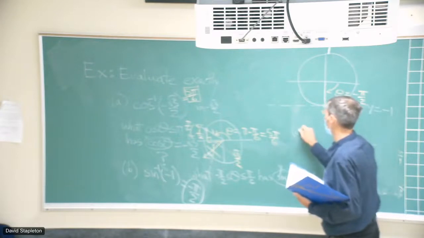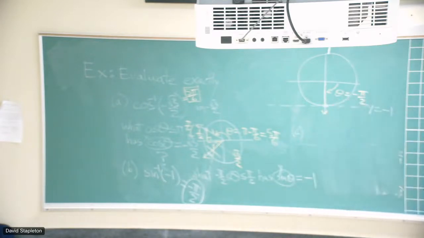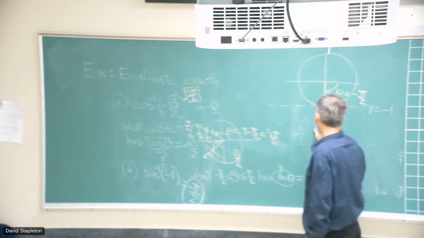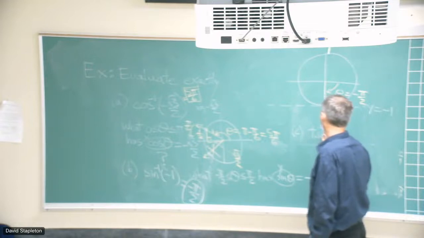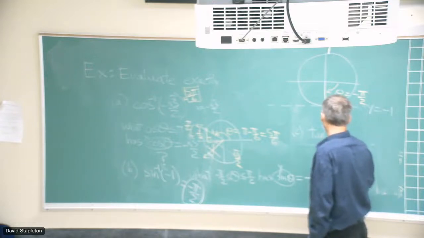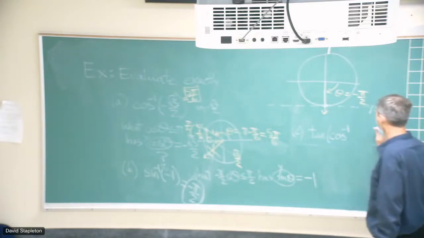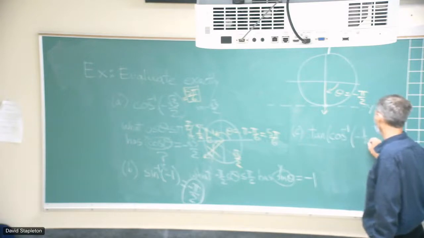C, this is the hard one. This is the one that I wanted to make sure I reviewed today. Probably nobody wanted to ask it, not doing your homework on time. What is the tangent of the arc cosine of -1/2? What do you think that is? Not -1/2.